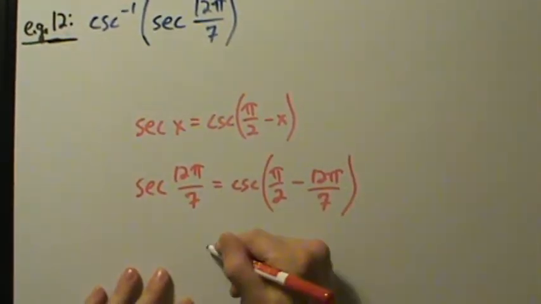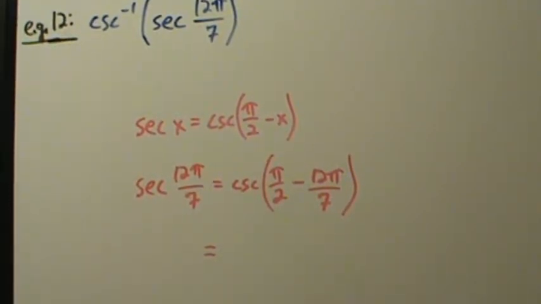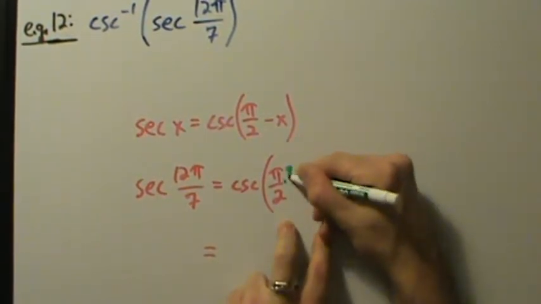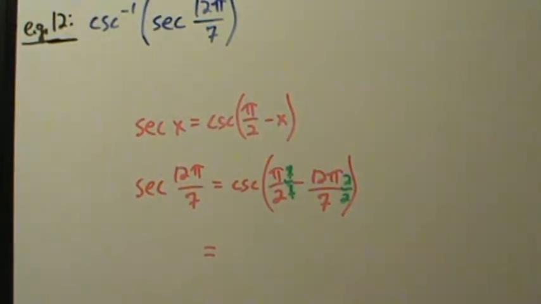Now we have to get a common denominator. Denominator 2, denominator 7, common denominator is 2 times 7, which is 14, so multiply this one by 7 over 7, and multiply this one by 2 over 2. So then what we get is, let's zoom in a little bit.